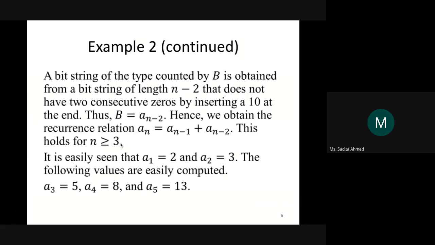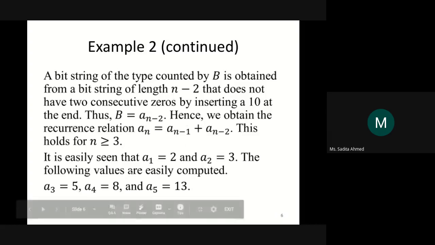So now, since we have used two preceding values, we have to define the initial conditions for two base cases. That is the lowest possible cases, a1 and a2. For a1, the length is 1.